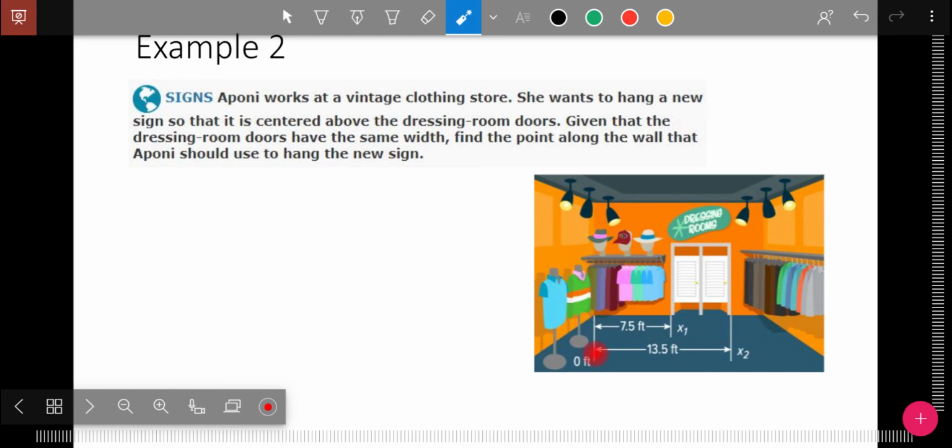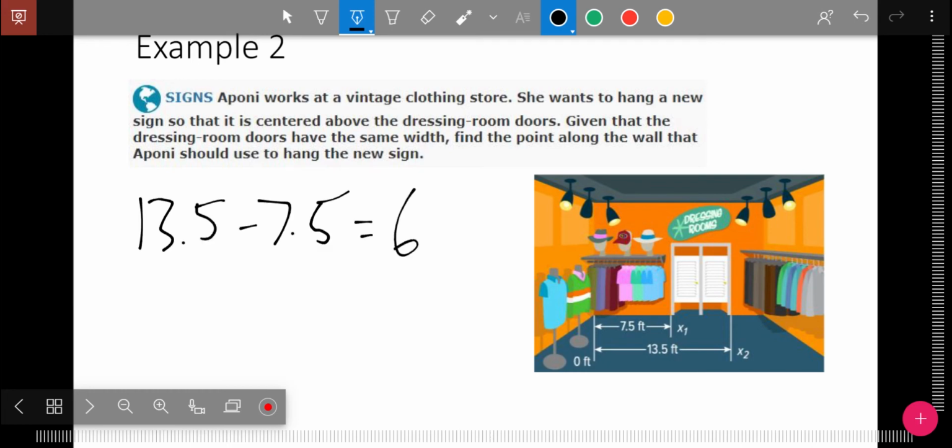on the far wall to the first part of the door was 7.5 feet. And from the same wall all the way to the far part of the dressing room door was 13.5 feet. The first thing I want to do is take those two numbers and subtract them, because that is the width of these doors. And then I want to half that. So 6 divided by 2 is 3.